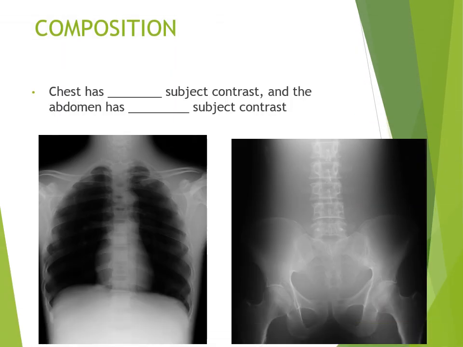If we compare the chest and the abdomen, these are both phantom images. The chest has higher subject contrast and the abdomen has lower subject contrast. And what does that mean? It means that the chest has higher contrast, which is more black and white, and the abdomen has low subject contrast, which is more gray.